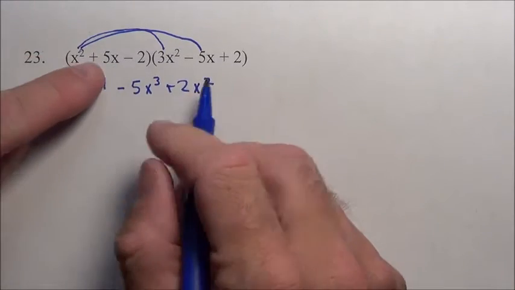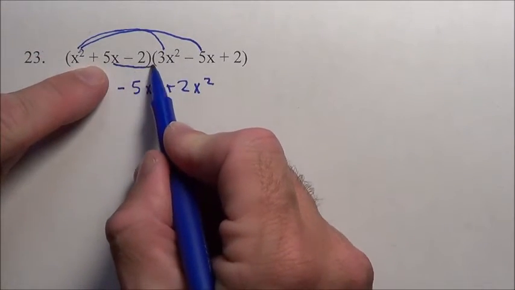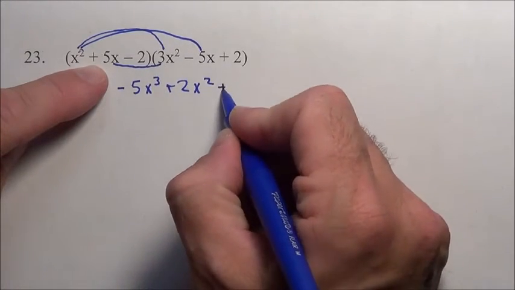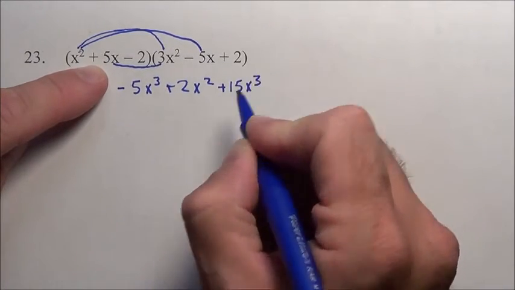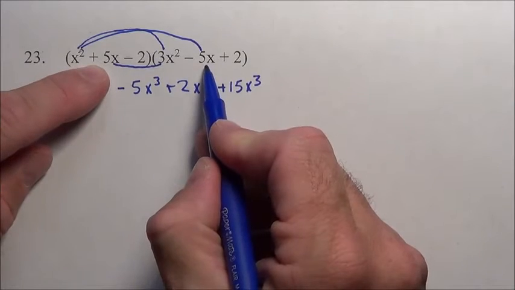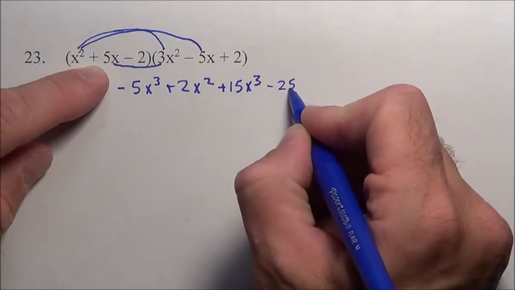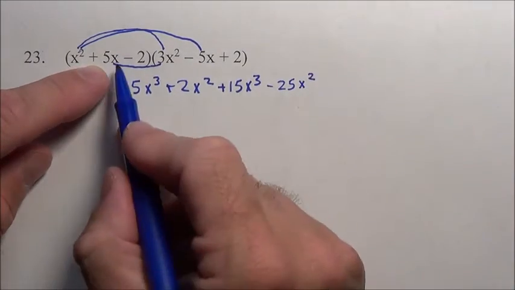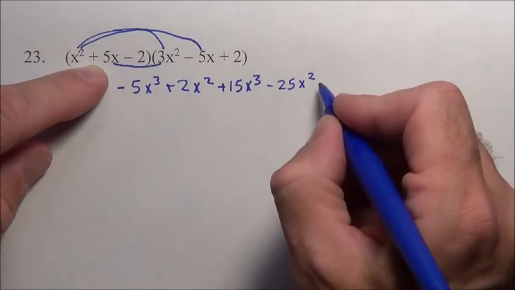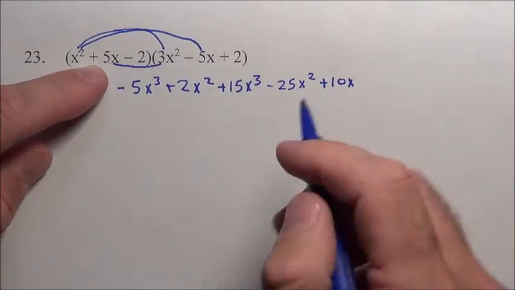Now I've got to do the 5x distributed through. So 5x times that 3x squared, that's 15x to the 3rd. 5x times that minus 5x, we get minus 25x squared. 5x times the 2 is 10x. You can see how long we're getting here.